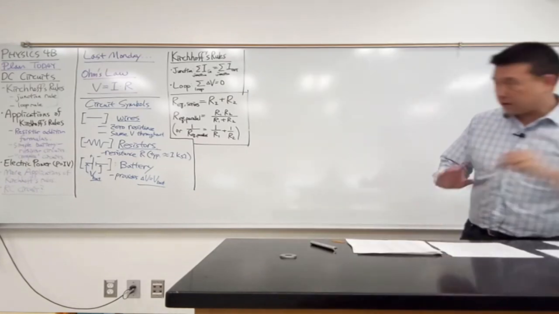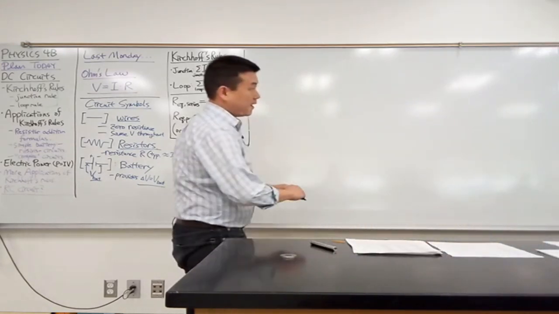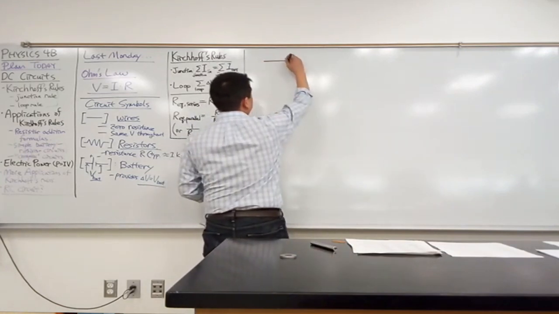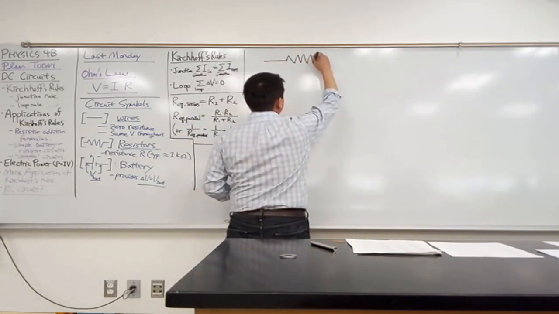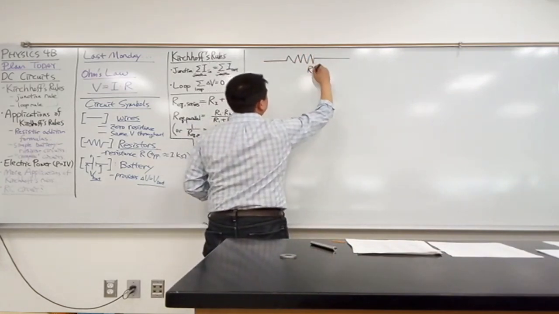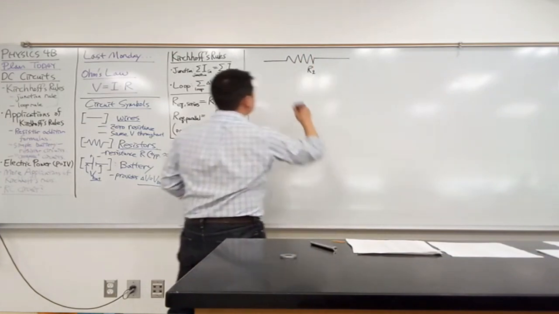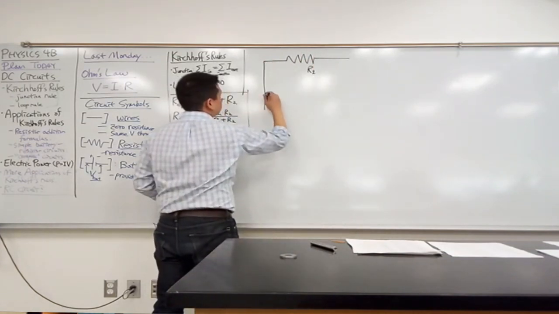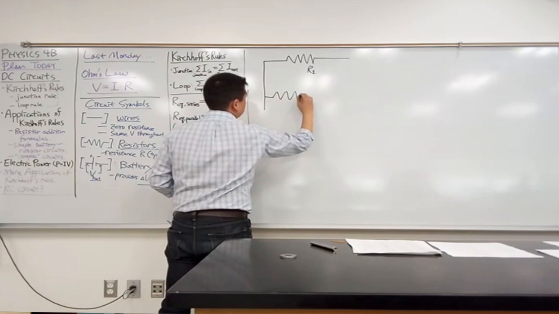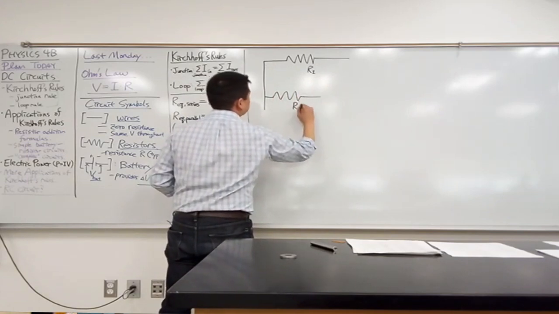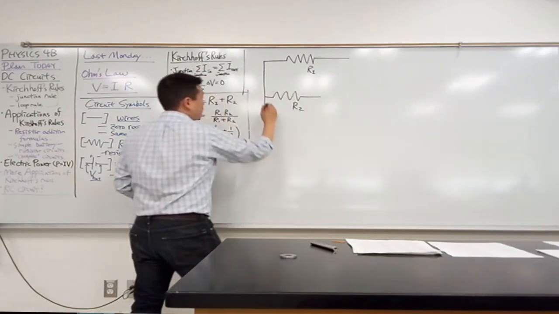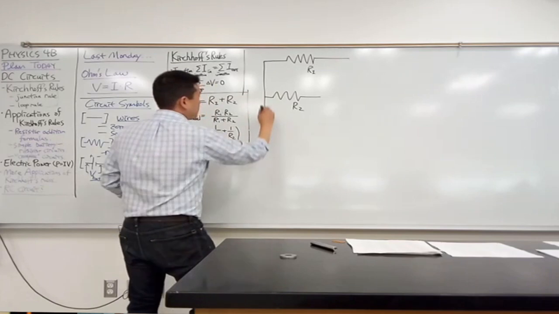So this is what that circuit looks like. I have a resistor up here, and I'm going to actually give them generic labels, R1, and another resistor here. Let me label this R2, and another resistor here.